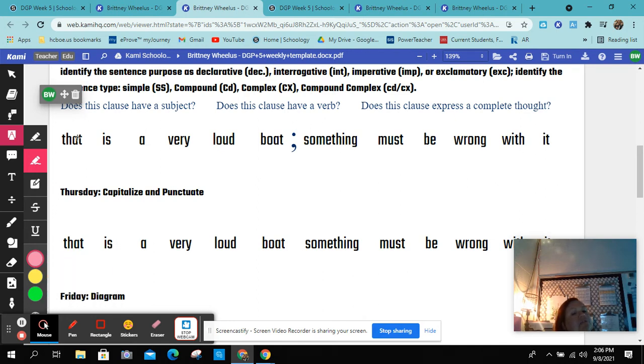Okay, I want you to highlight the subject in the first clause. Highlight your subject in the first clause. All right, what would be the subject in my clause here? That. Okay.